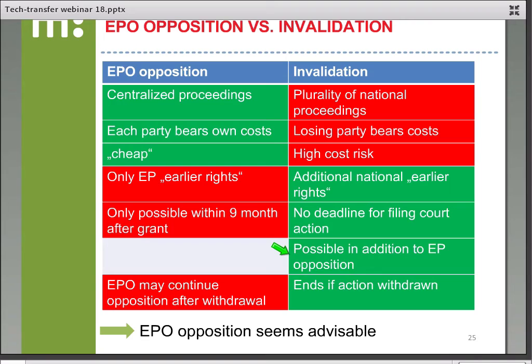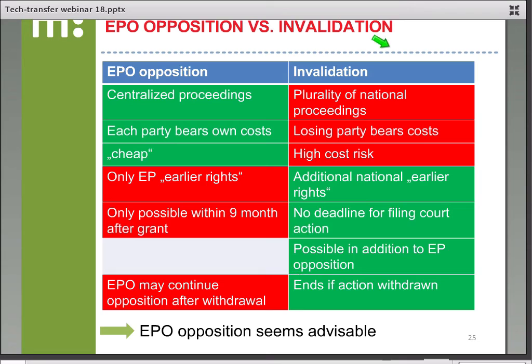The EPO opposition, even if you withdraw your opposition, the EPO may continue with the proceedings and render a decision. So if you come to an agreement with the other party and you withdraw your opposition and there is a very good case at the EPO, the opposition division may revoke the patent anyway. Whereas in invalidation proceedings at the Federal German Patent Court, if you withdraw the action, it's terminated.